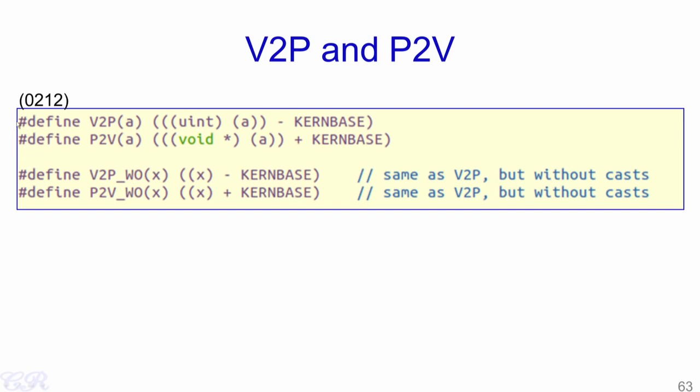If you look at these two macros, this is present in line number 212 in the kernel source code. The macro P2V simply takes an address A, which is a physical address, and converts it to the virtual address by adding kern base. Similarly, the macro V2P takes a virtual address A and converts it to a physical address by subtracting the kern base. So, as you can see, converting from virtual to physical and vice versa becomes very simple from the operating system perspective.